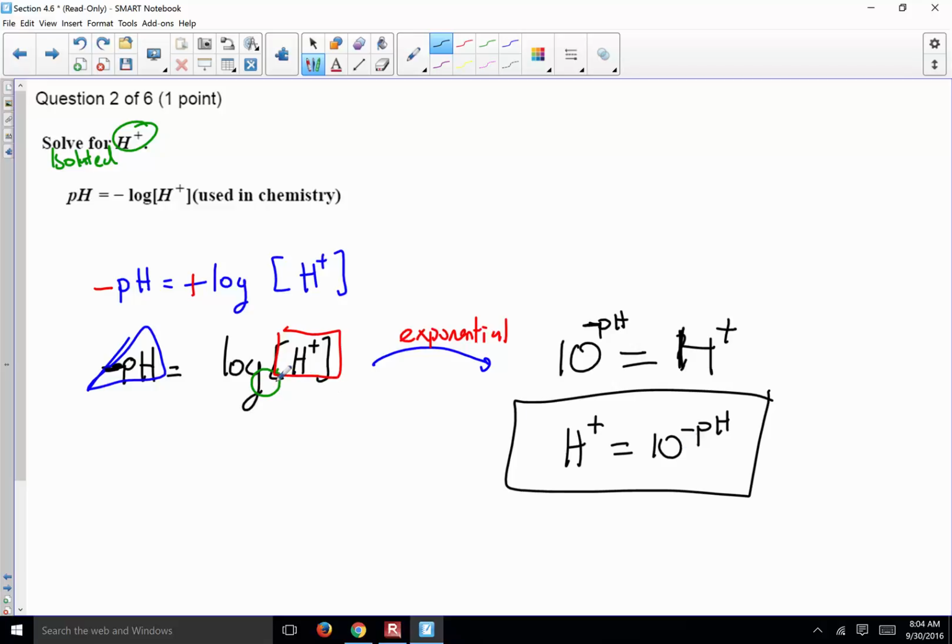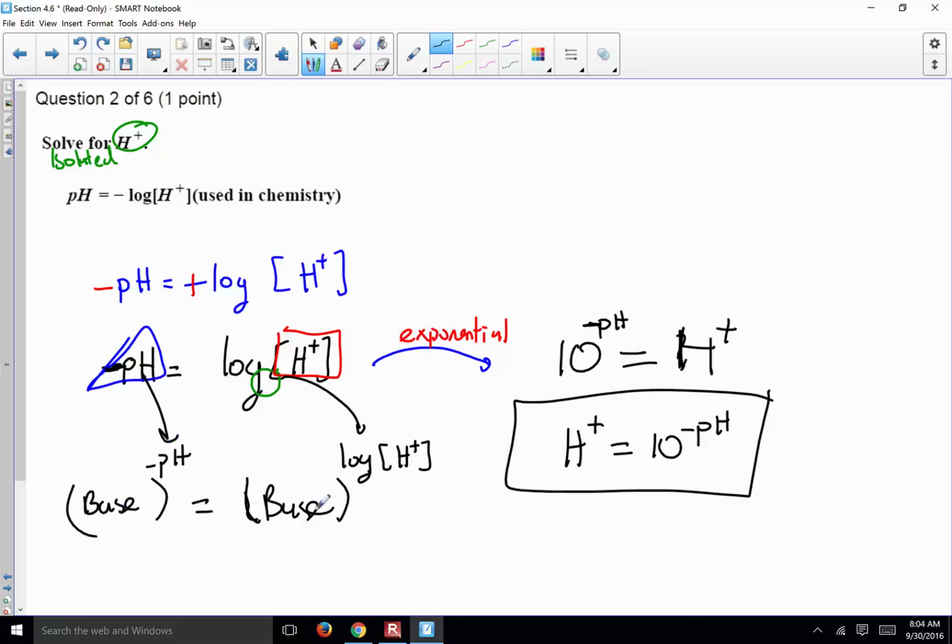The second method, another way to cancel a logarithm. Do you have any ideas? Raise both sides to the power of a special base. So put a base here, whatever base you choose. Raise both sides to the power of the same base. So minus pH, you put minus pH to a base, logarithm to a base.